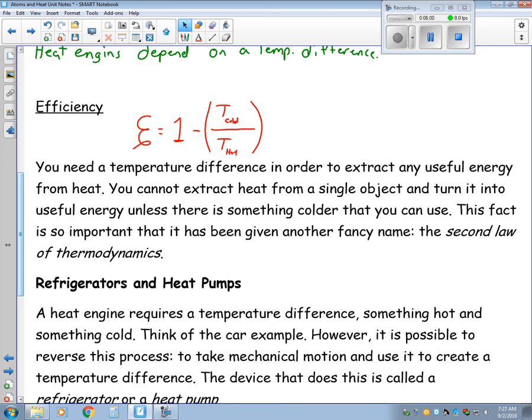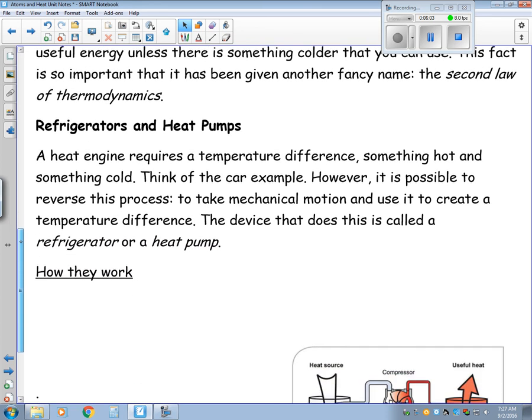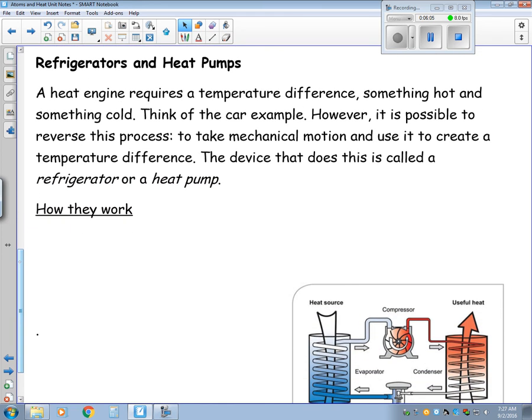Okay, refrigerators and heat pumps. I'm sure everyone has a refrigerator. A lot of people may have a heat pump. I have a heat pump in my home that I use to help warm and cool it. So the heat engine requires a temperature difference, something hot and something cold, such as the car. It is possible to reverse this process. In other words, to take kinetic energy or mechanical motion and use it to create a temperature difference. This is what we call a refrigerator or a heat pump.